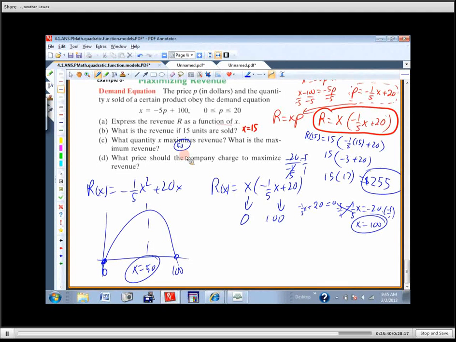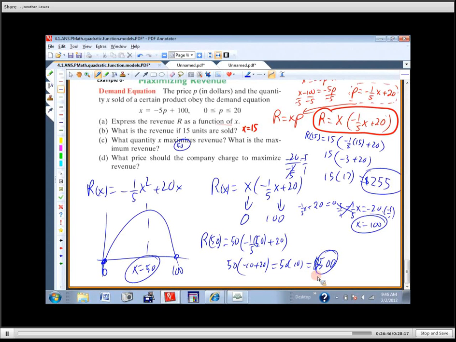What is the maximum revenue? Okay, if you know the X coordinate of the vertex, how do you find the Y coordinate of the vertex? Plug it in. Plug it into the function. So we're going to plug in 50 into X times negative, whoops. So that's going to be 50, negative 1/5 times 50, plus 20. So this is going to be 50. Let's see, negative 1/5 times 50 is negative 10. So this is 50 times 10, so this is 500. Any questions?